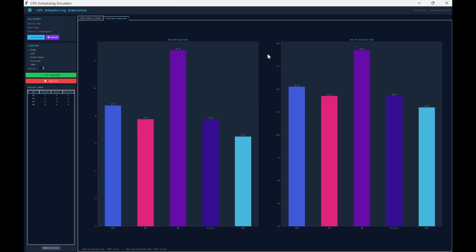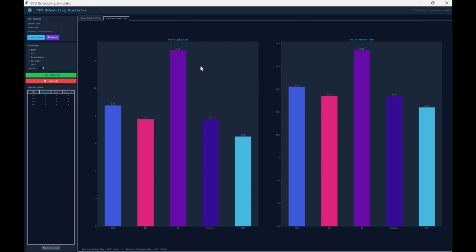Now let's move on to the algorithm comparison tab. What this one does is automatically run all 5 scheduling algorithms on the exact same set of processes and compare their performance side by side. So instead of switching algorithms one by one, we can see everything at a glance.